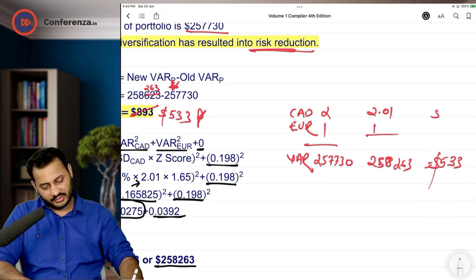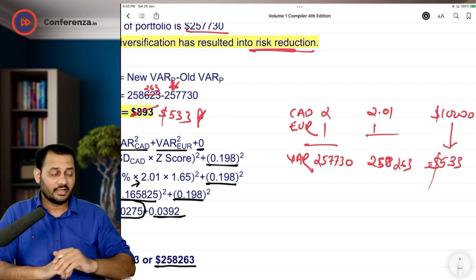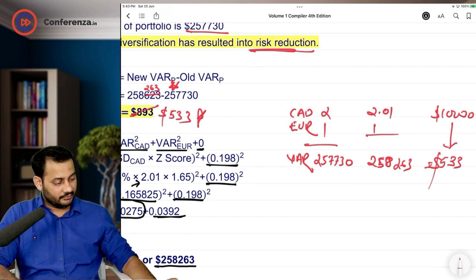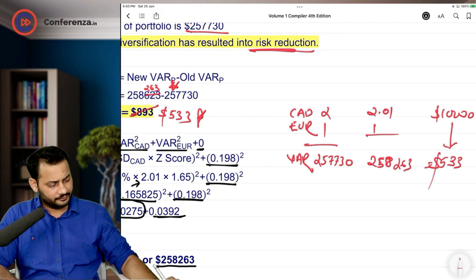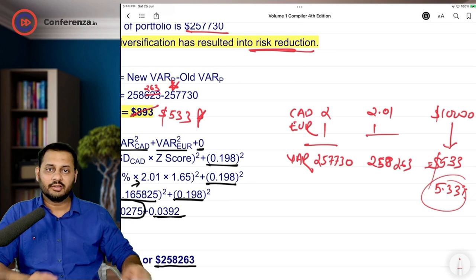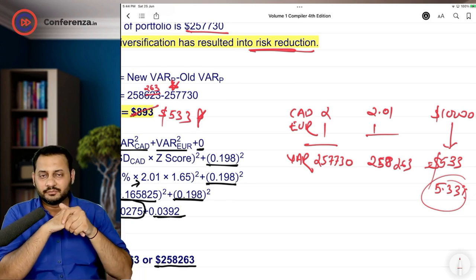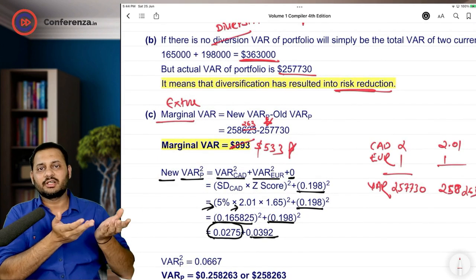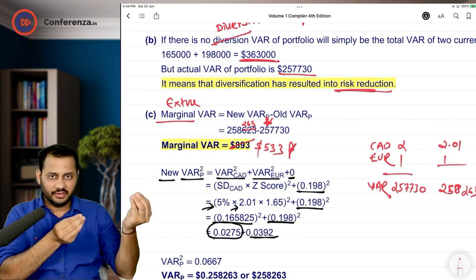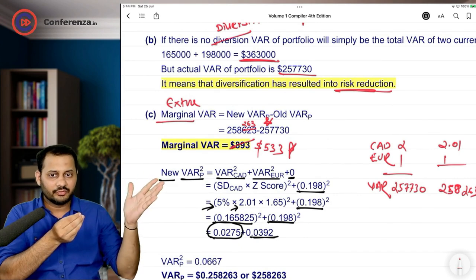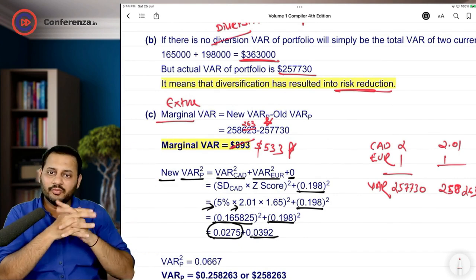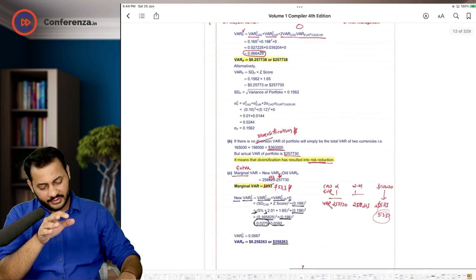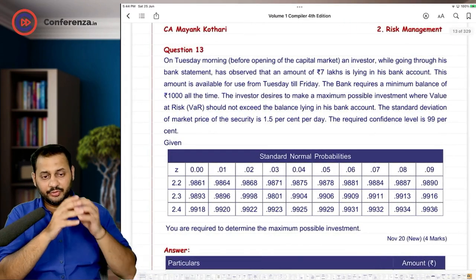So with an increment of $10,000, you can see the VAR has increased by 533. 533 divided by 10,000, roughly 5.33% increment in the VAR of the total. That's it. This is the marginal VAR, meaning the extra VAR. So you just change the figure of Canadian dollar, calculate the VAR of the portfolio again, and deduct it from the old VAR. You will get the answer. So this was a pretty good question, I think. Question number 13 is going to be an amazing question.